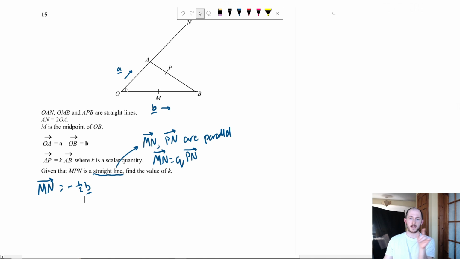Because I go from M to O, which is halfway between this, and then I go from O to A, which is just plus A, and then I go from A to N. Now A to N here is 2OA, so it's plus 2A. Okay? So I have 3A minus a half B. Does that make sense for MN?